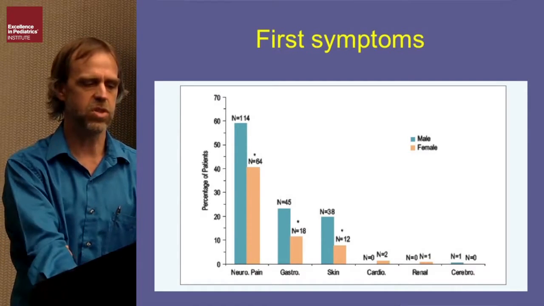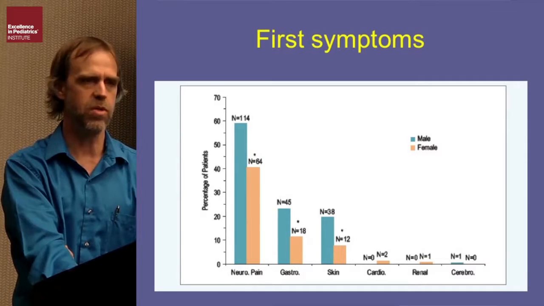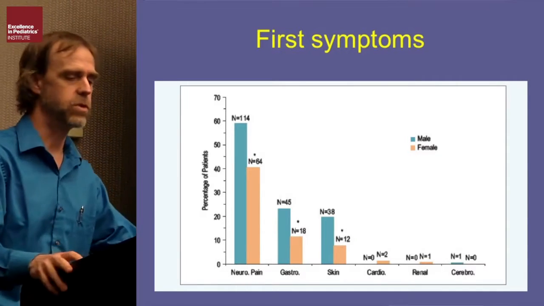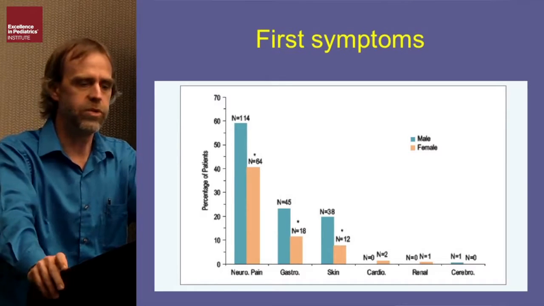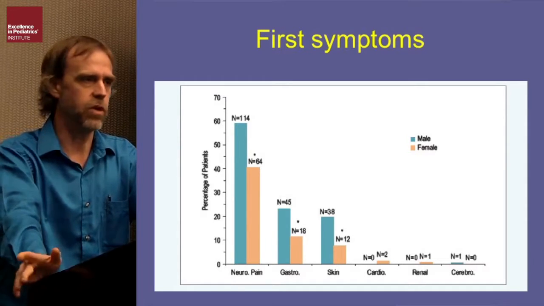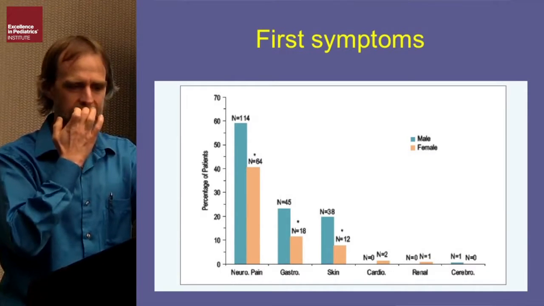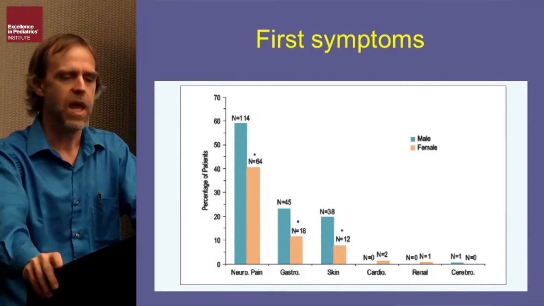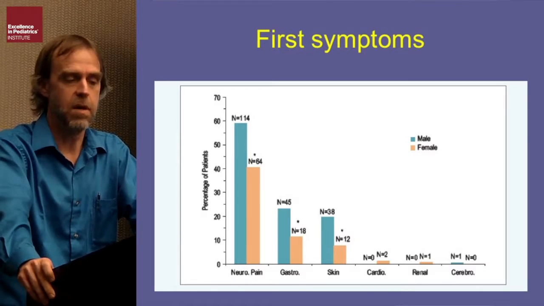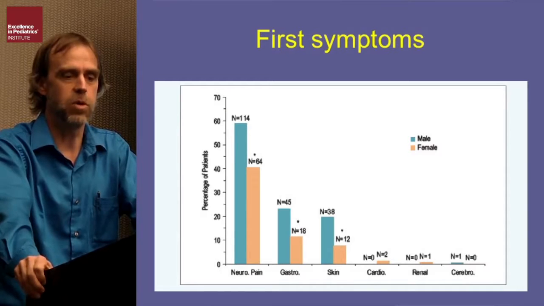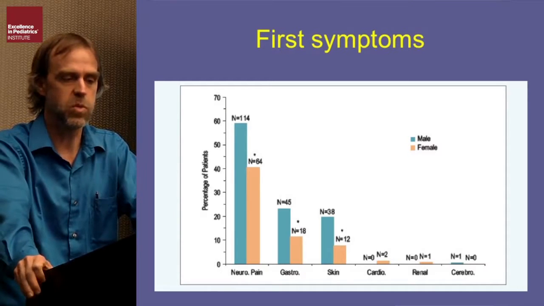Occasionally you'll have children who will present with either angiokeratomas or the purple spots that we've shown previously, or with decreased sweating as their first presenting concern. Now, look at these first symptoms and notice the numbers on the cardiac, renal, and cerebrovascular.